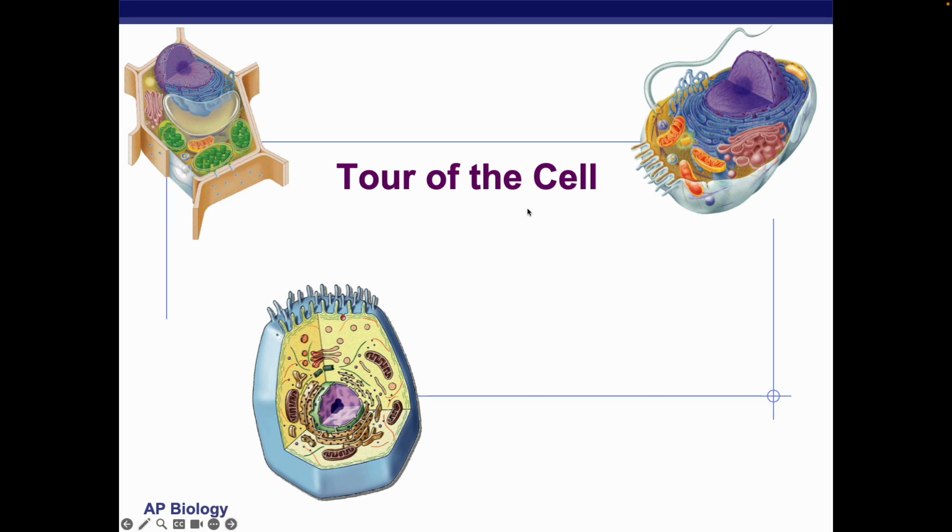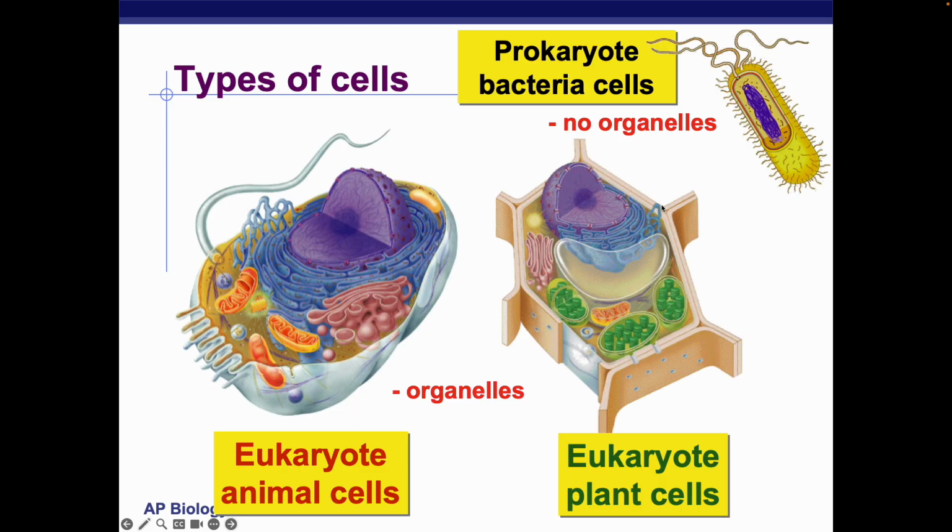Hello, today we're going to be talking about the cell. This is lecture 2 of Introduction to Biology. Over here, we have the types of cells, a eukaryotic and a prokaryotic cell. The difference between a eukaryotic and a prokaryotic cell is that a prokaryotic cell has no organelles, while a eukaryotic cell has organelles.